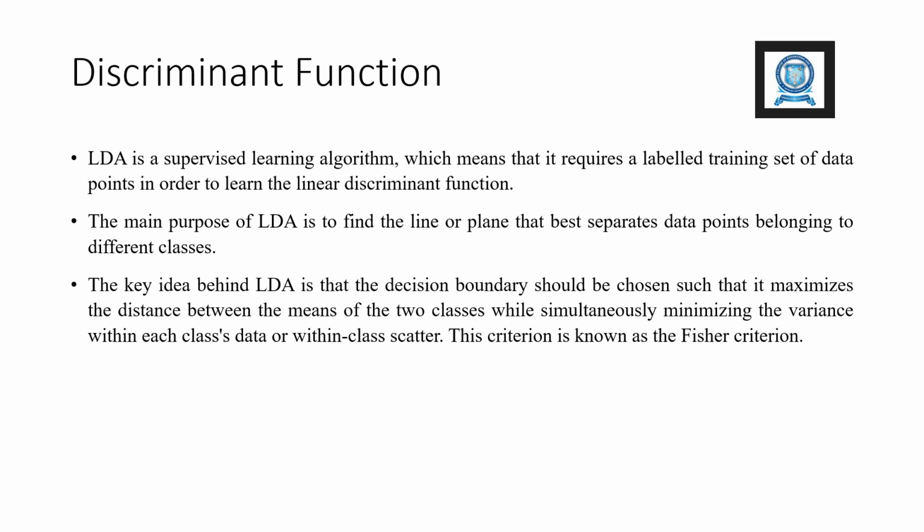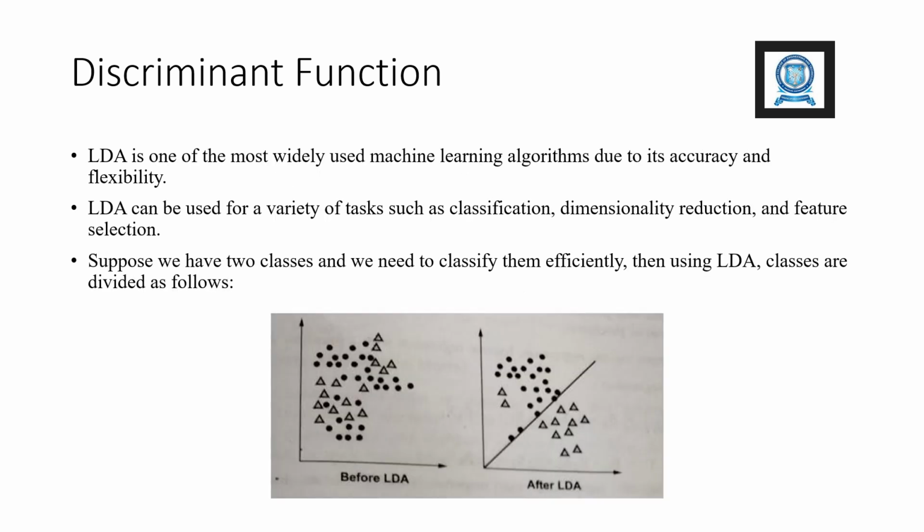The main purpose of LDA is to find the line or plane that best separates data points belonging to different classes. The key idea behind LDA is that the decision boundary should be chosen such that it maximizes the distance between the means of the two classes while simultaneously minimizing the variance within each class's data, or within-class scatter. This criterion is known as the Fisher criterion.